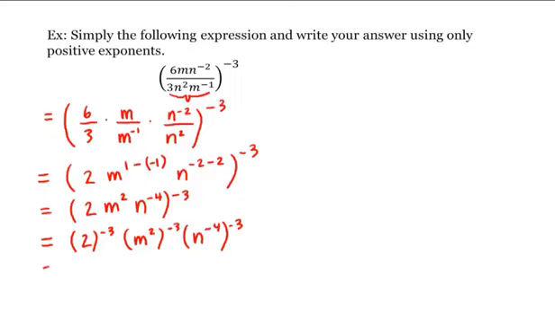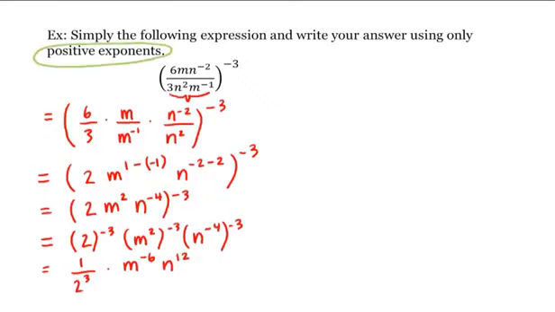Which is equal to 1 divided by 2 to the positive third power by our negative exponent rule. And then times, we have a power of a power, so remember we multiply 2 times negative 3, which is negative 6. Same with the n term. We have a power of a power, so we multiply. So we have negative 4 times negative 3, which is positive 12. And remember, we want to write our answer using only positive exponents.